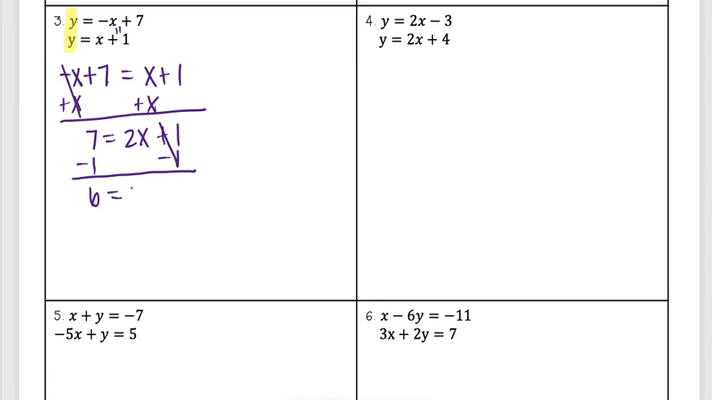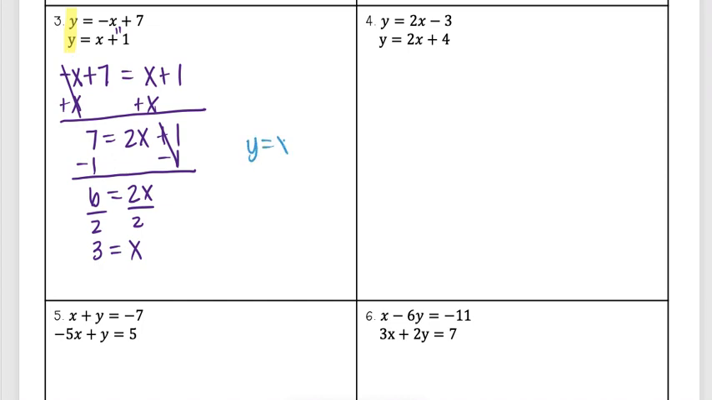So I get 6 is equal to 2x. And then I'm going to divide both sides by 2. And so I get that 3 is equal to x. So I got my first answer. Now I need to find my y value. So I can actually use any of these two. I'm going to choose the second one just because that one looks a little bit easier.